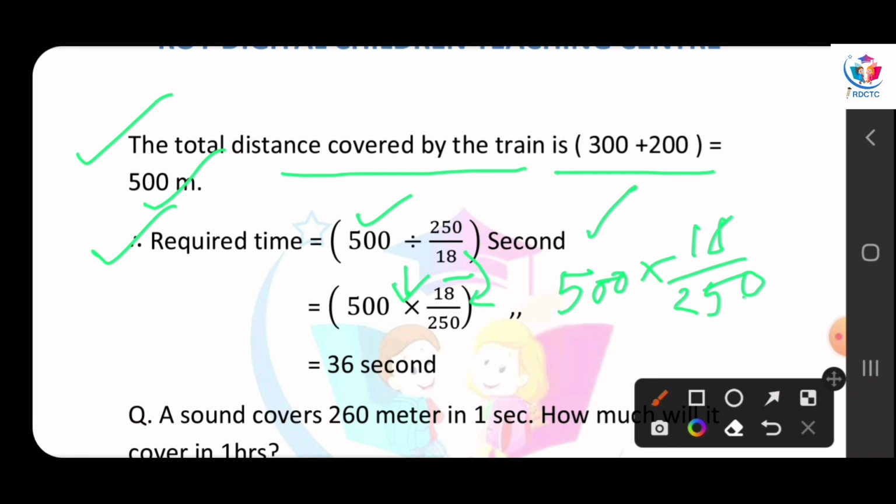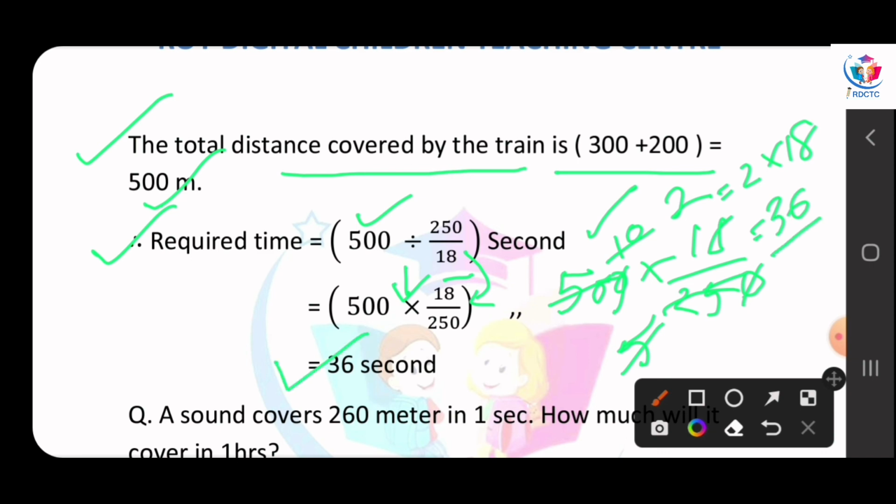Here we cut zeros. 5 5s are 25, 5 10s are 50, 5 2s are 10. Here we got 2 into 18. Now we multiply them. 18 twos are 36, right? And it takes 36 seconds.